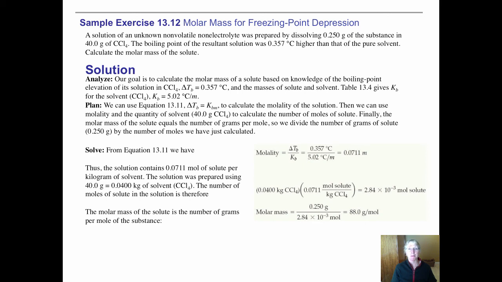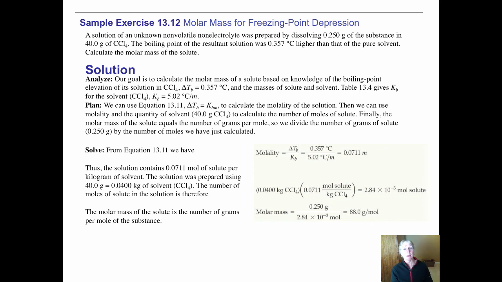You're almost there. The molar mass is expressed as grams of substance divided by moles. Well, they told me they weighed out 0.25 grams of the substance. I've got 2.84 times 10 to the negative 3 moles. So you simply divide grams over moles and you get the molar mass.